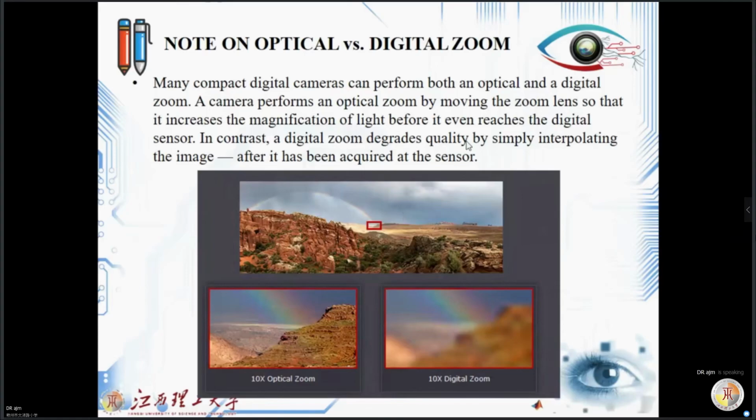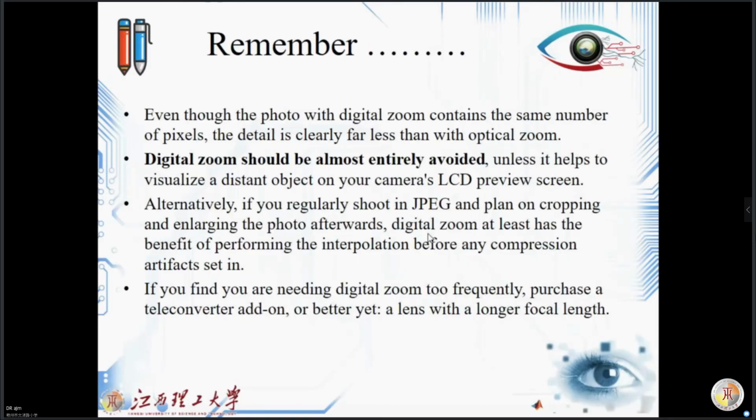Now you will see what happens when I do the zooming with optical 10x and digital 10x, what will happen with my image and what quality I can have as the output. Even though the photo with digital zoom contains the same number of pixels, the details are clearly far less than in the optical image, and digital zoom should be almost entirely avoided when you take a photo.